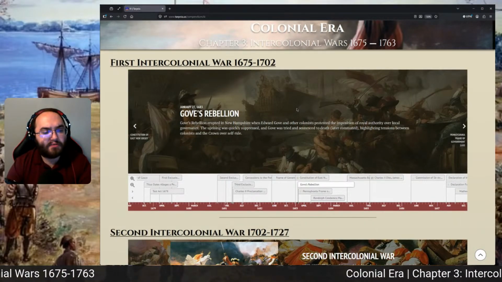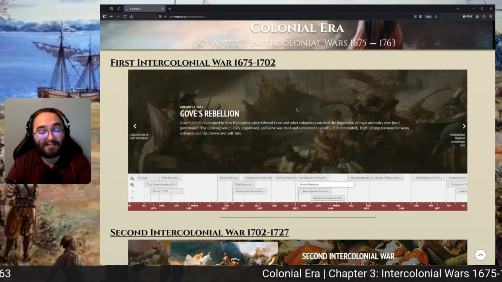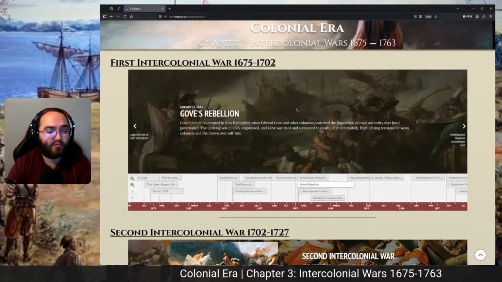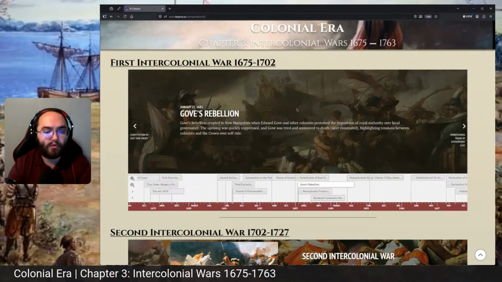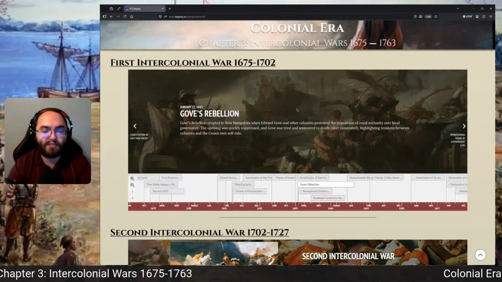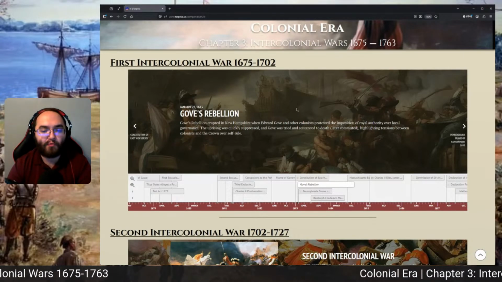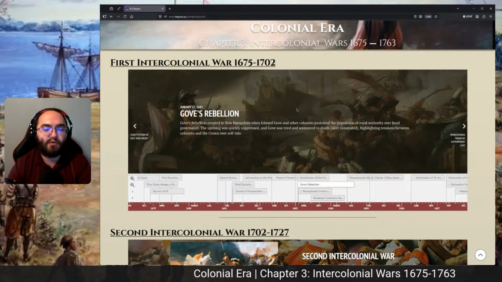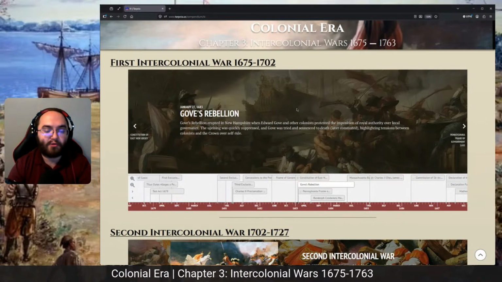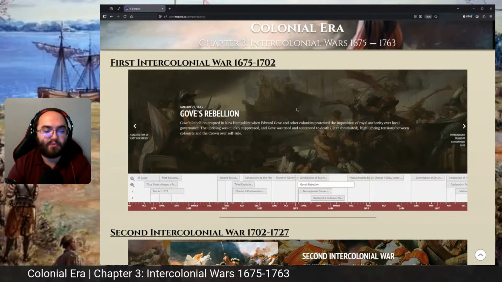During this time, you have Gove's, I think that's how you say it, Gove's rebellion erupted in New Hampshire when Edward Gove and other colonists protested the imposition of royal authority over local governance. The uprising was quickly suppressed, and Gove was tried and sentenced to death, later commuted, highlighting tensions between colonists and the crown over self-rule.